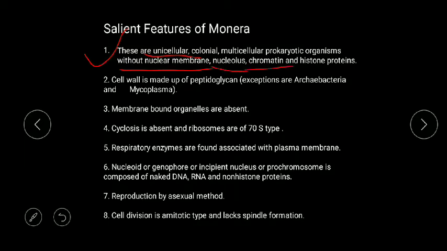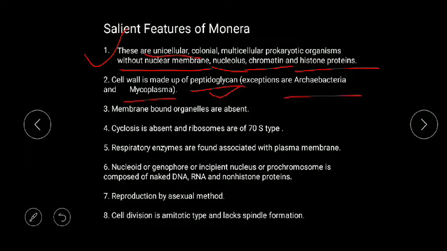But one of the important points is that they are without nuclear membrane, nucleolus, chromatin, and histone protein. All these things are absent. Because of this, we call it a nucleoid, not a true nucleus.